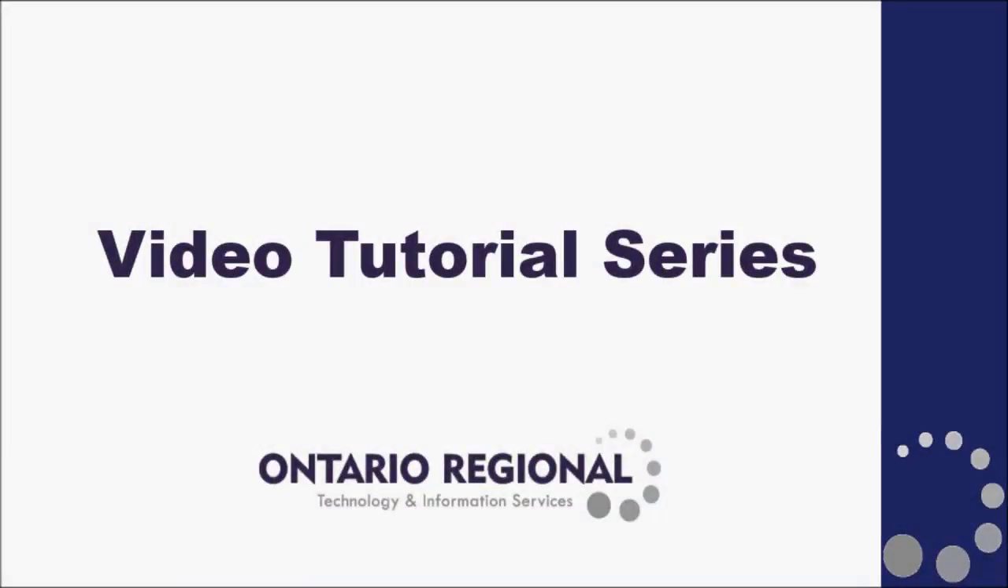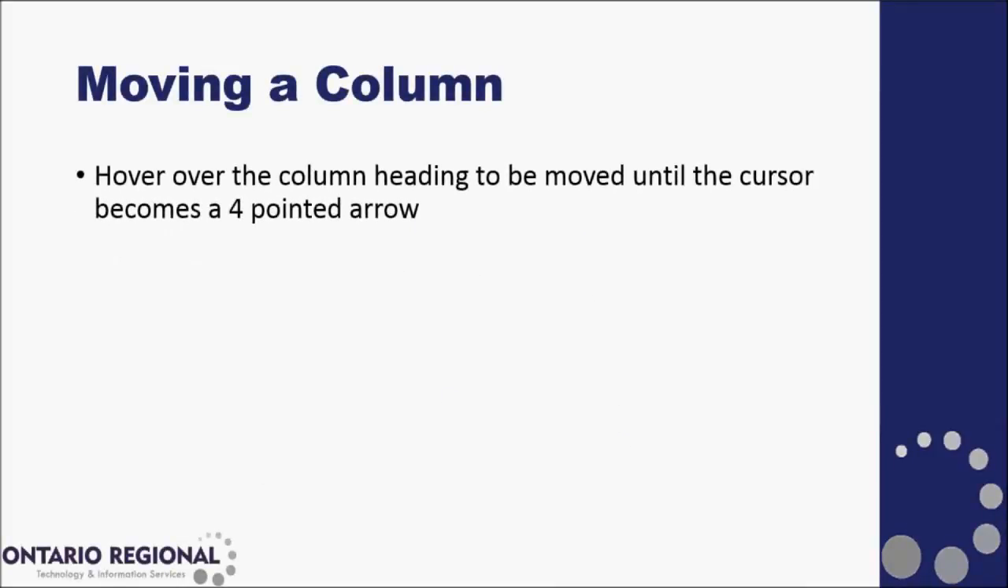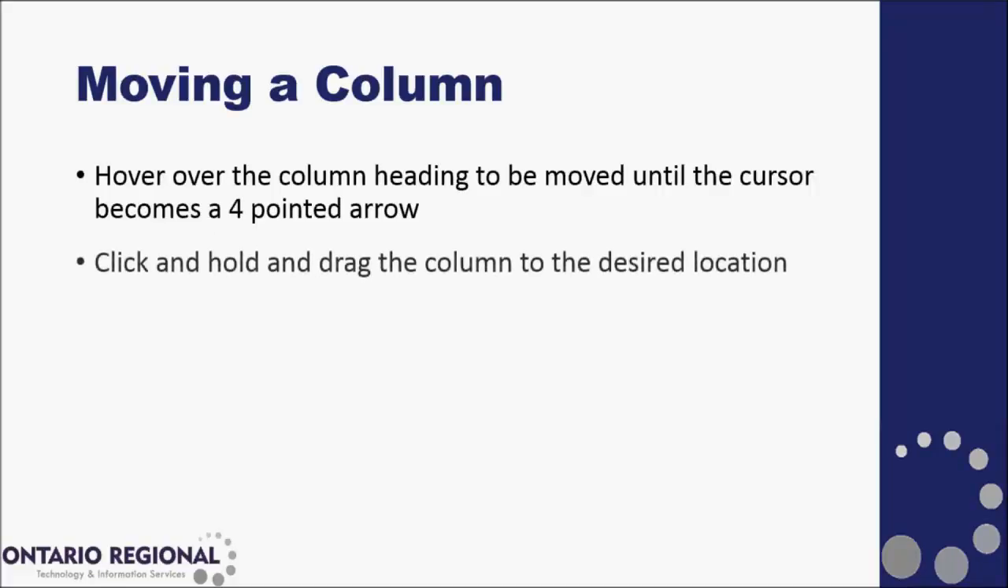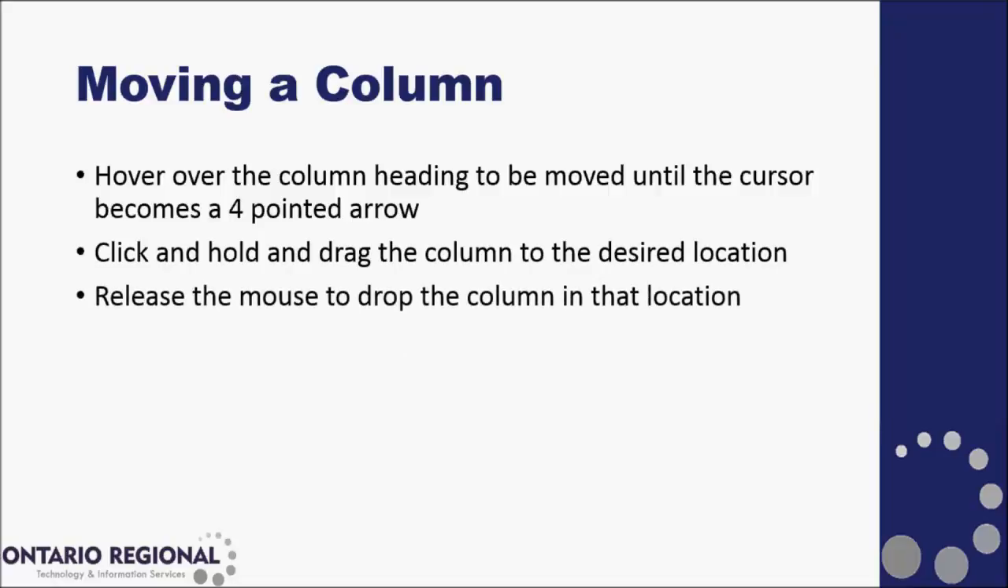That concludes this video in the Matrix video tutorial series, and now for a quick lesson recap on what we learned today. First, we learned how to move a column within the single line display. We hover over the column's heading until our cursor becomes a 4-pointed arrow, and then we click, hold, drag, and drop the column into the desired location.